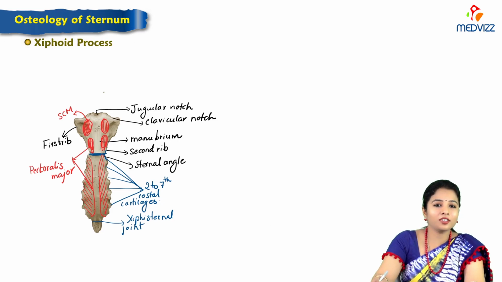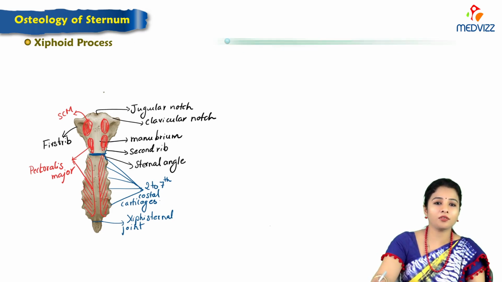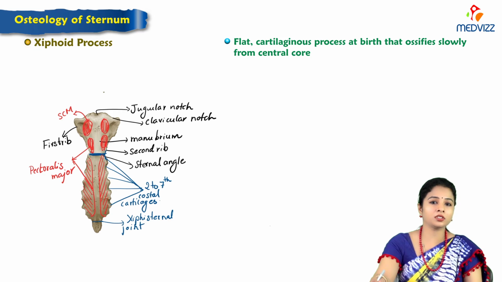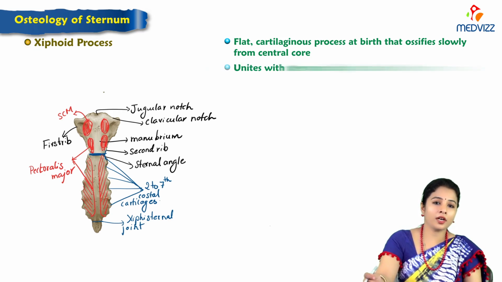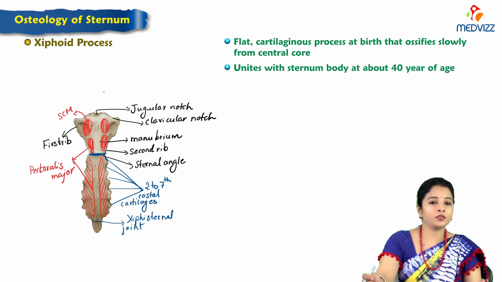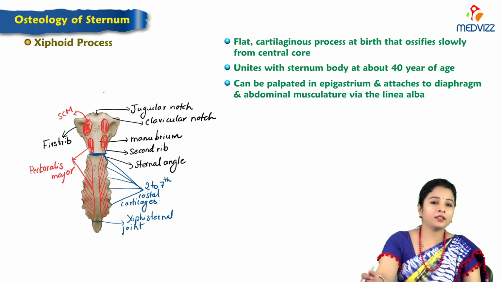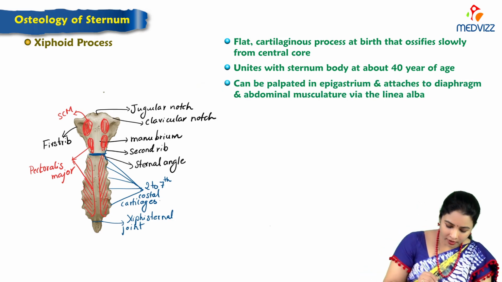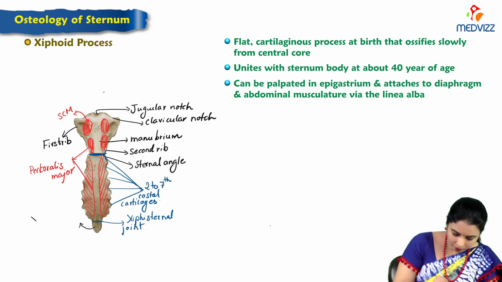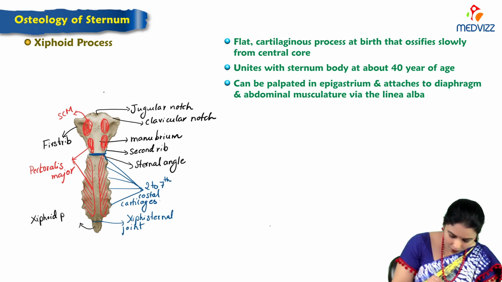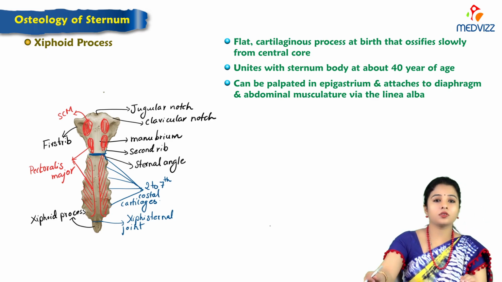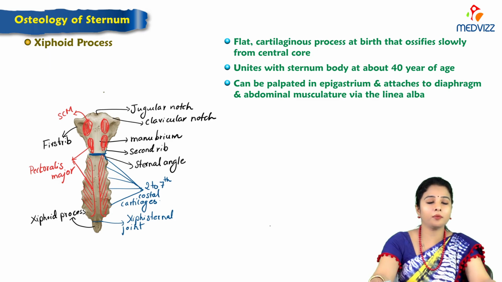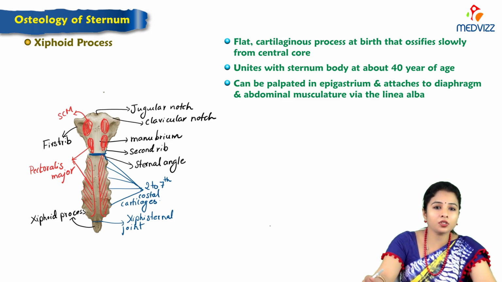Now let's talk about the xiphoid process. The xiphoid process is a flat cartilaginous process at birth that ossifies slowly from the central core and unites with the body of the sternum at the age of 40 years. It can be palpated in the epigastrium. So here is the xiphoid process. It can be palpated in the epigastrium and attaches to the diaphragm.